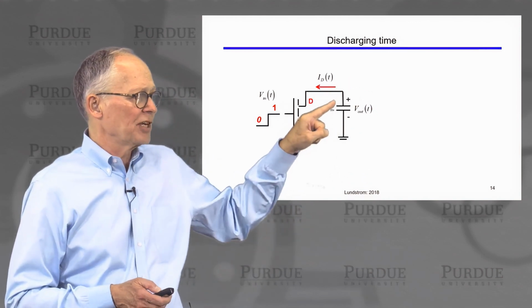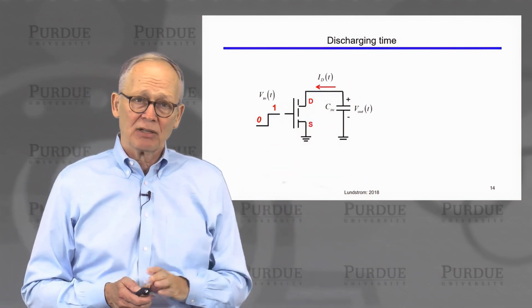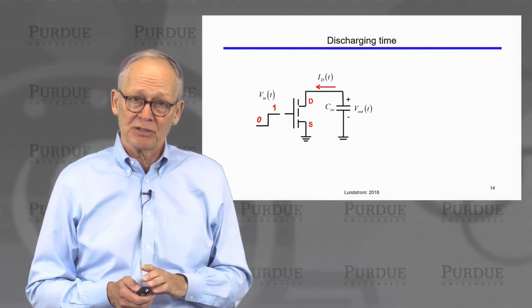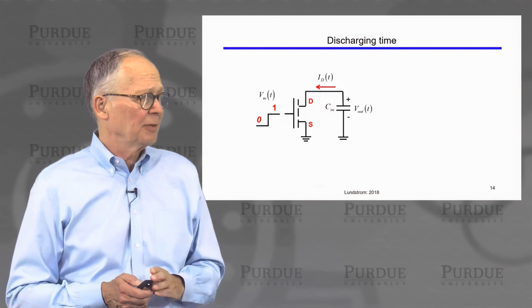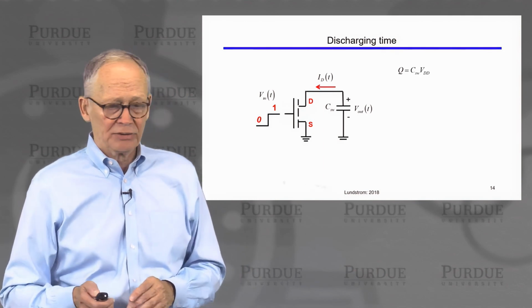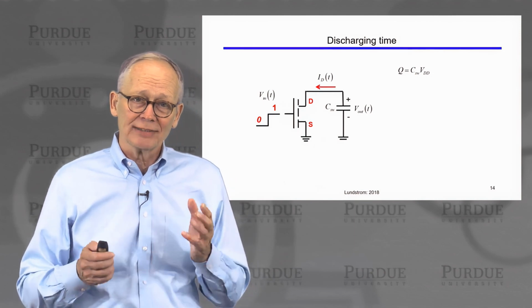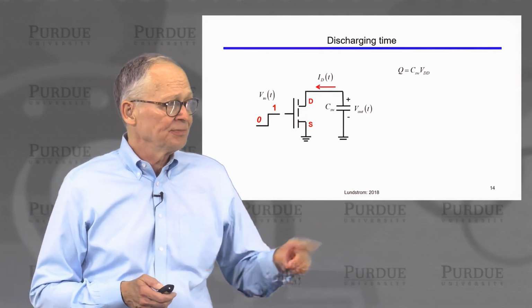Current flows through the N-channel transistor. There will initially be a large voltage across the terminals, so the transistor is in the saturated region. A large current will flow out of the capacitor into ground and will discharge that capacitor. So the question we have is, how long does it take to discharge that capacitor?